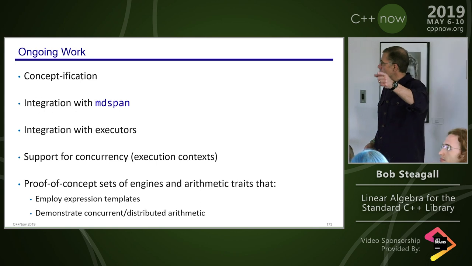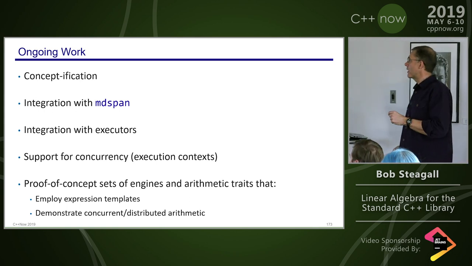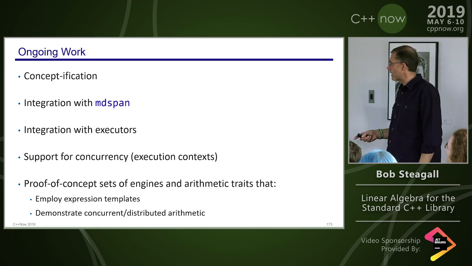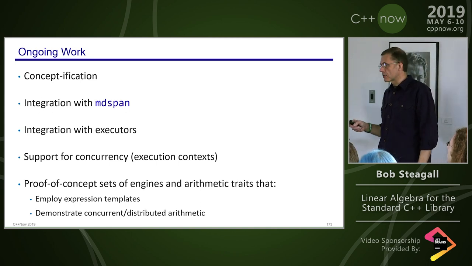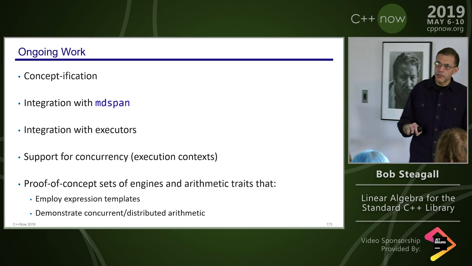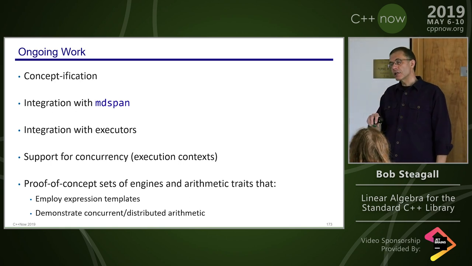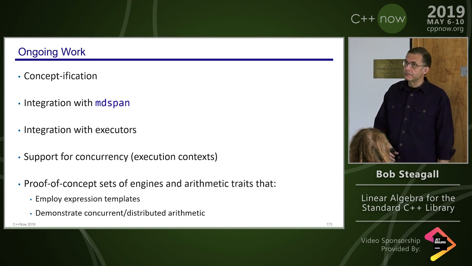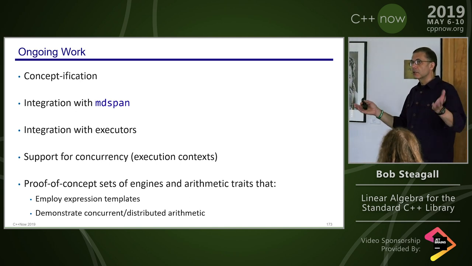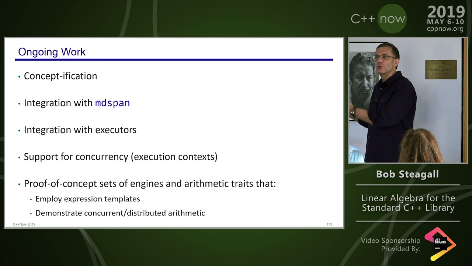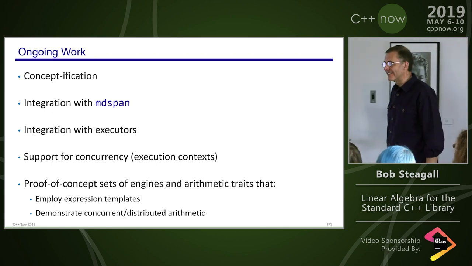Zach, getting to your question, we need to build proof of concept sets of engines and arithmetic traits that employ expression templates and also that demonstrate concurrency. There's nothing in the architecture that prevents you from writing a set of expression templates. In fact, if you think about it, the transpose engine, in a sense, is an expression template, right? There's nothing to keep you from creating the rest. Just, you know, in my copious spare time, I've been too lazy to do it.